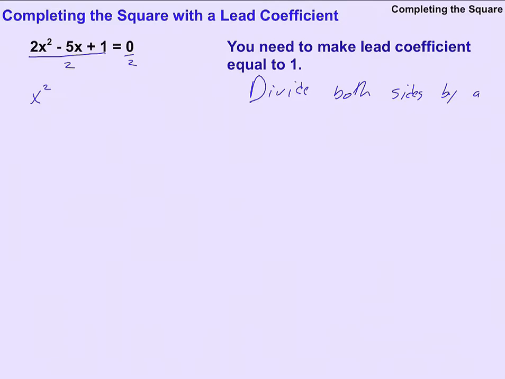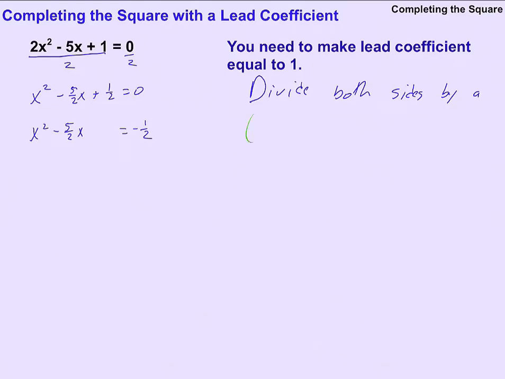So x squared minus 5 halves x, it's going to be plus 1/2. I'll write it plus 1/2 equals 0. But remember, we want to get that x squared plus bx alone. So I will move that negative 1/2 over. Notice how when I do this, I leave this empty space here, because I know what's about to happen: I'm going to add something to both sides.